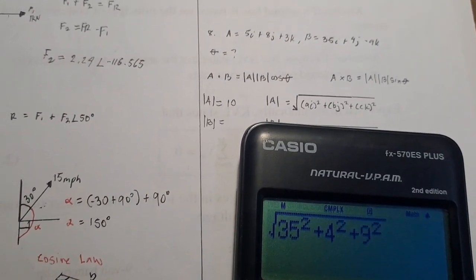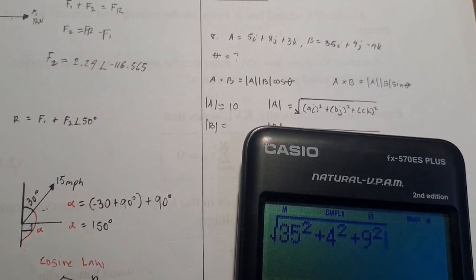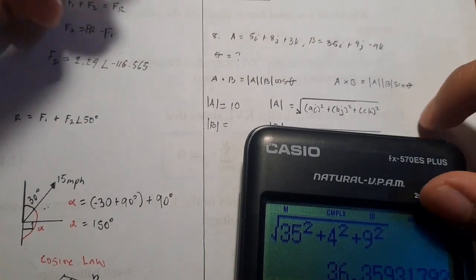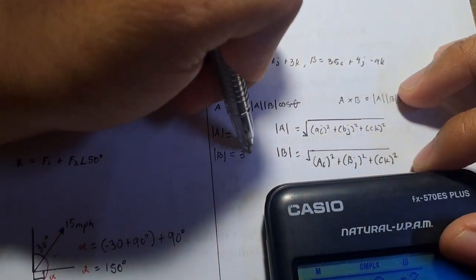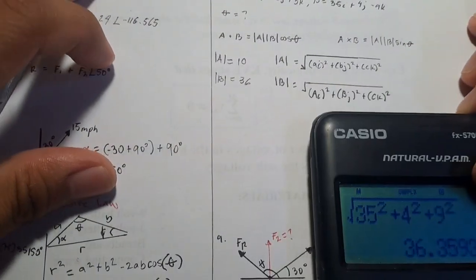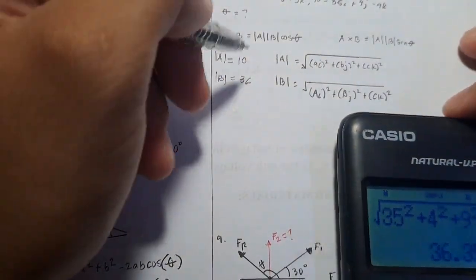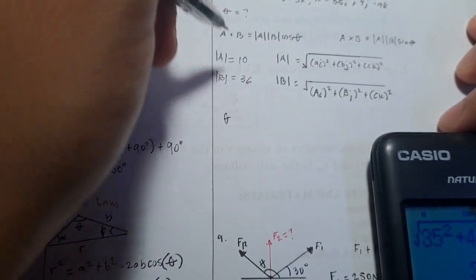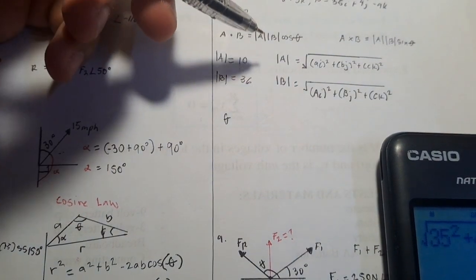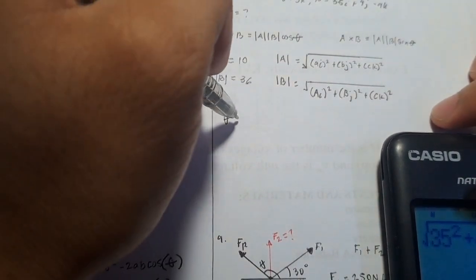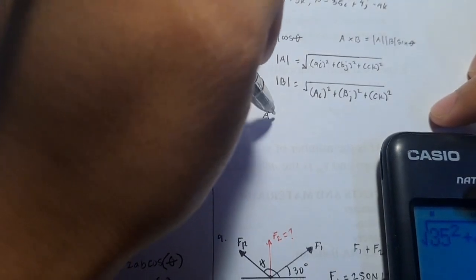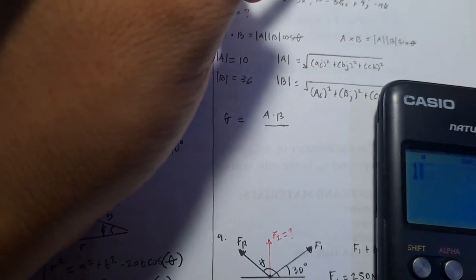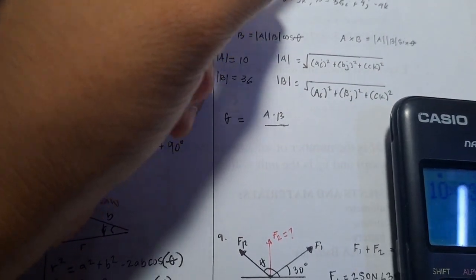Therefore, RB will be 36.36. So, let's say 36 lang siya. So, let's try and use the first method, which is divide natin by yung A dot B, divide natin ng magnitude nila. A dot B times 10 times 36, let's already have it here, 360.